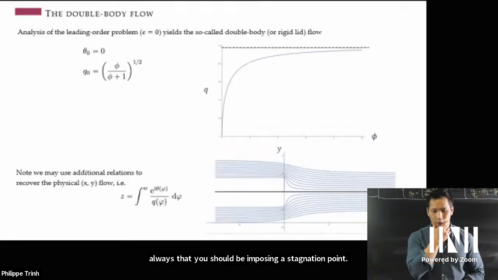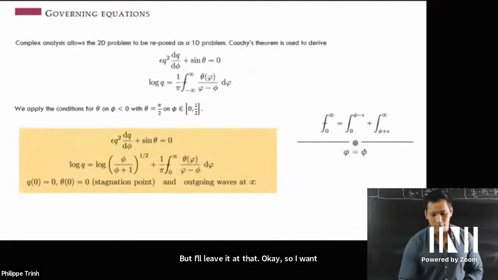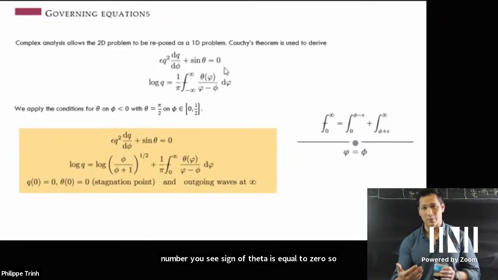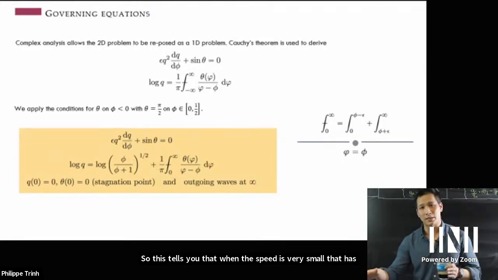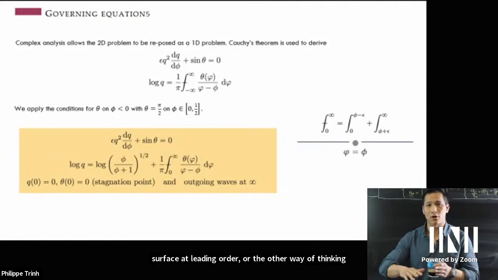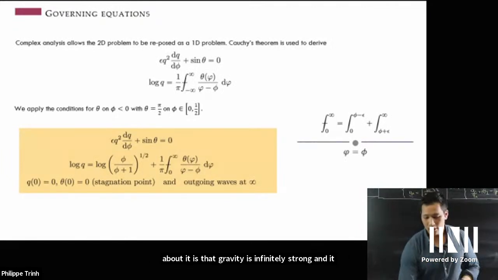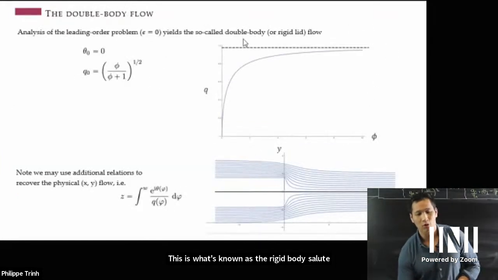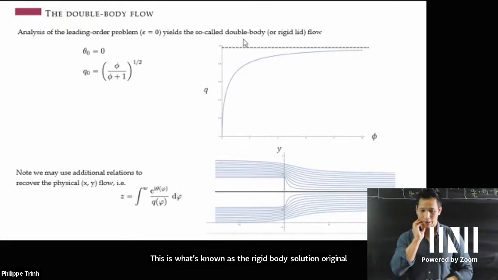Okay, we can do the most basic thing and just look at what happens when epsilon is a small number. If epsilon is a small number, you see sine of theta is equal to 0, so therefore theta is equal to 0. So this tells you that when the speed is very small, that has the effect of basically flattening out the free surface at leading order, or the other way of thinking about it is that gravity is infinitely strong and it presses down on everything. This is what's known as the rigid body solution, or rigid lid solution, or the double body solution. I'll tell you why double body in a second.